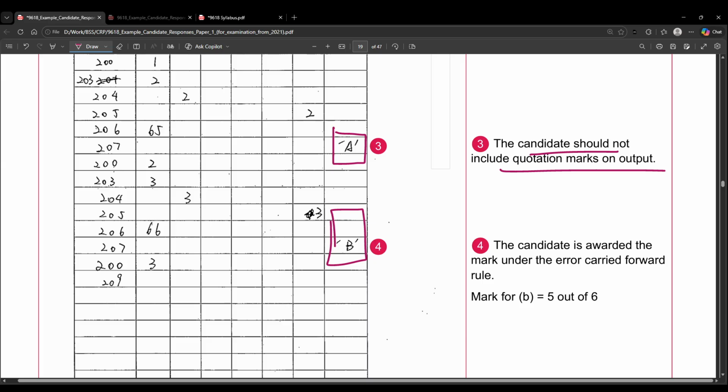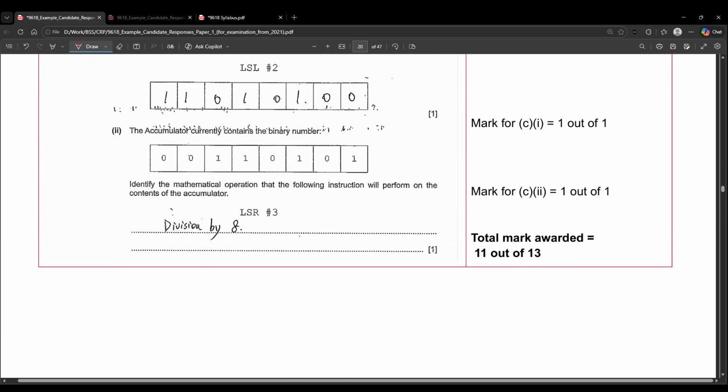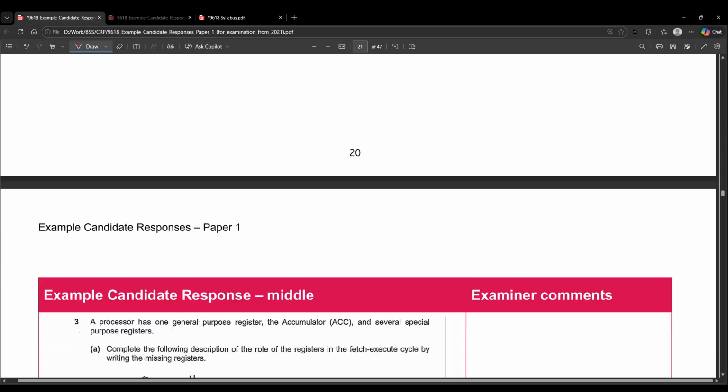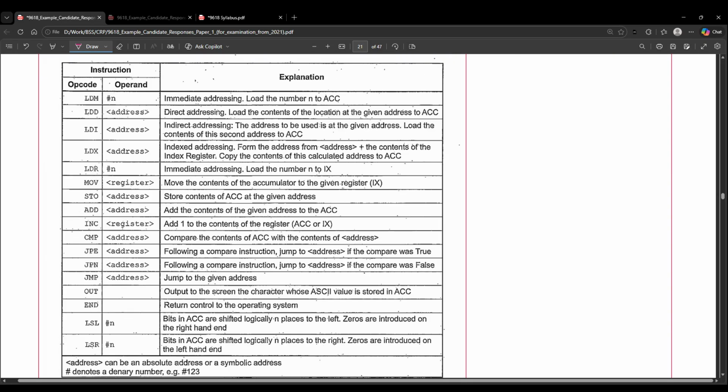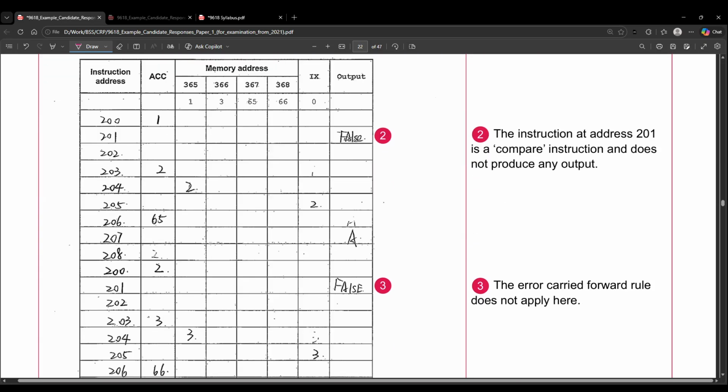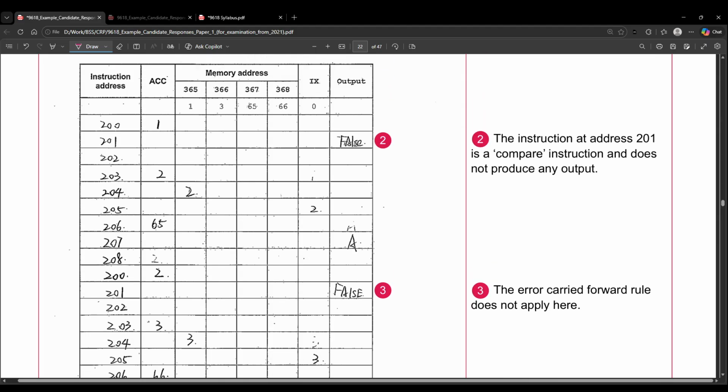Right? And the second mark was awarded because of the error carried forward. So this is also applicable in the CS paper. This is done correctly. All right, now let's look at somebody who got the average mark.